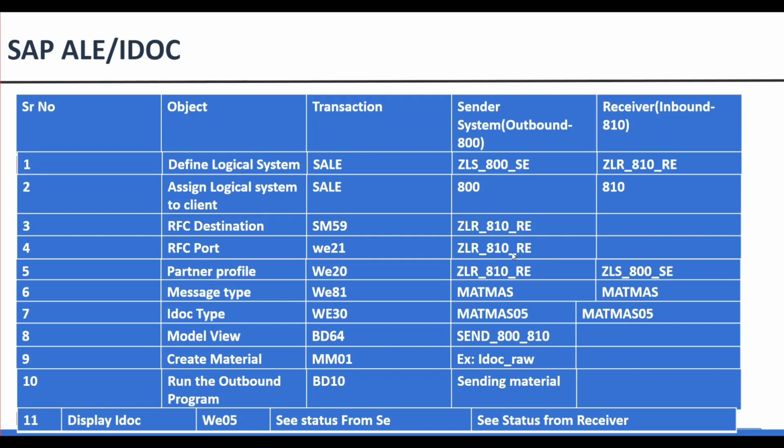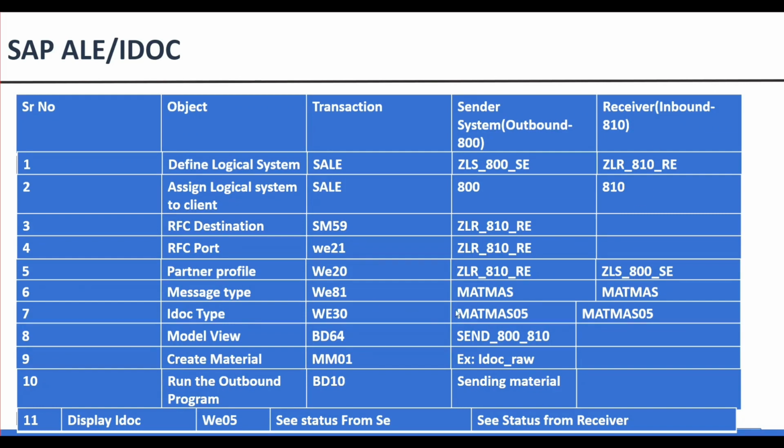Here there are two options. One is if you want to create your own port, you can enter your own port name, or the system will generate one. You can use both, whichever you want. Next, create a partner profile. This partner profile is involved on the sender side as well as the receiver side. On the sender side you maintain the receiver system information, and on the receiver side you maintain the sender system name.